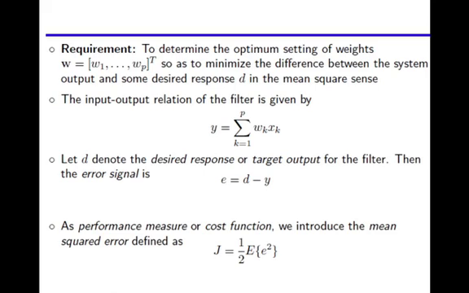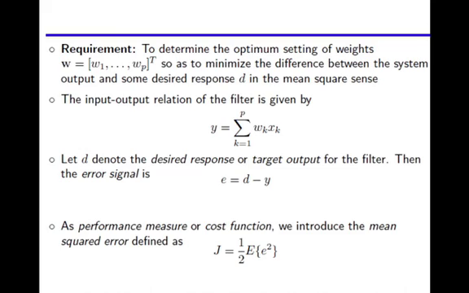So, to determine the optimum setting of weights so as to minimize the difference between the system output and some desired response d in the mean square sense, the input-output relation of the filter is given by y equal to sum of w k and x k. If we denote d as the desired response or the target output for the filter, we get the error signal as the difference between the desired signal and the output of the filter.